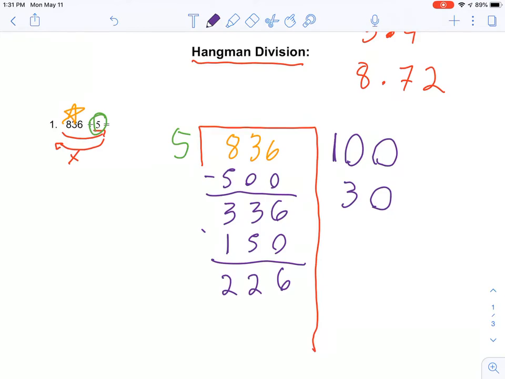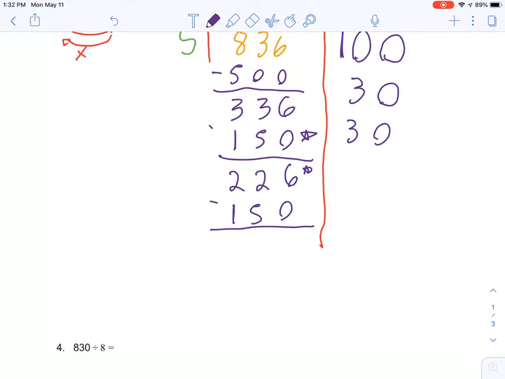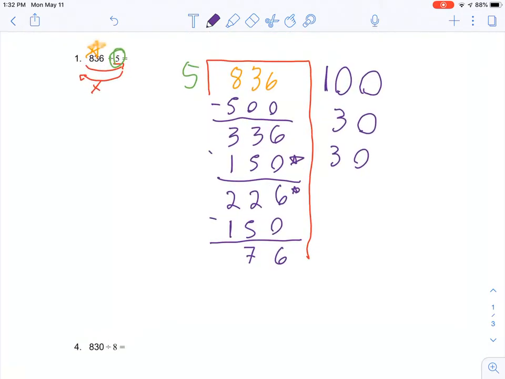We get 186. Now, we know that 186 is larger than 150, so let's go ahead and do 30 one more time. And 30 times 5 will give us 150. And then subtracting, we are left with 36. So we're getting pretty close. What's another number we can use? Well, I know I'm going to go ahead and use 10 because I know 10 times 5 is 50, and this should get us a little bit closer.